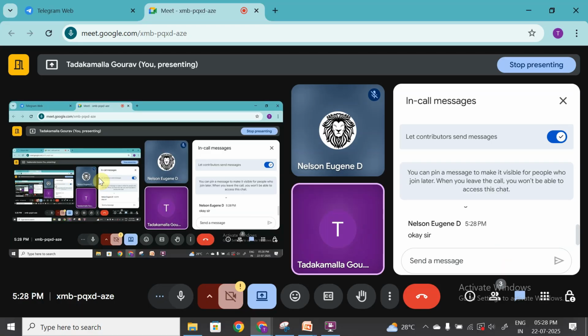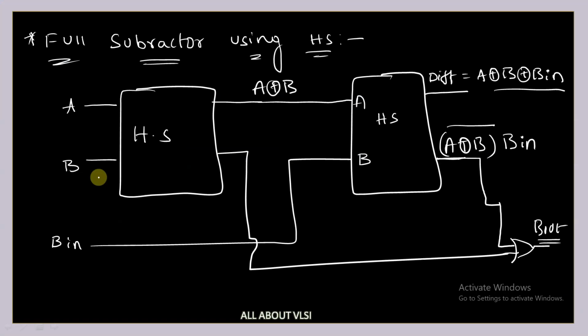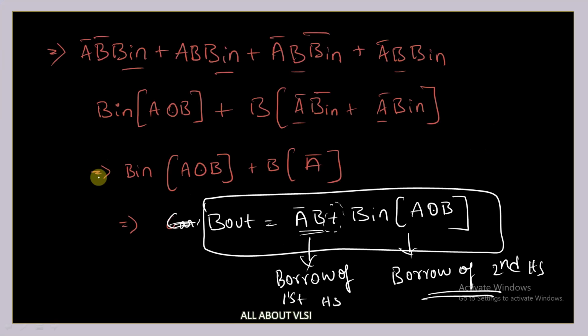Yes, is it clear? Yes. So from the equation only we can determine what type of circuit we can take. Basically, this A bar B is the borrow of the first half subtractor, and this second term which we are having is the borrow of the second half subtractor, and we are making an OR operation. So from this equation only I am determining the structure of the circuit I am having.